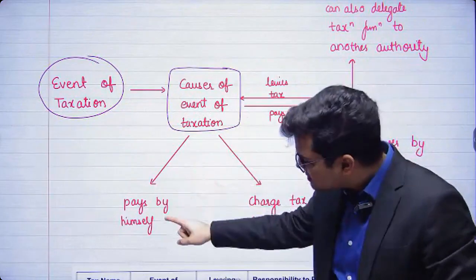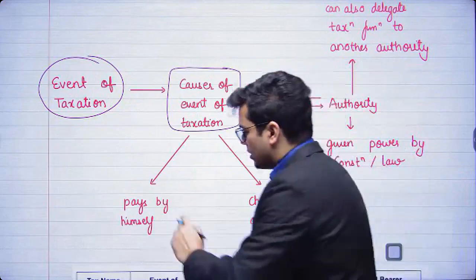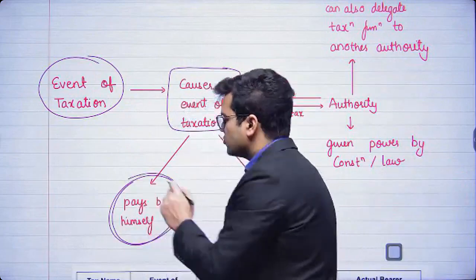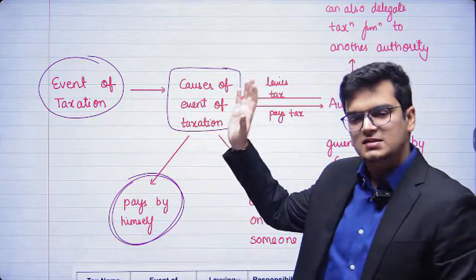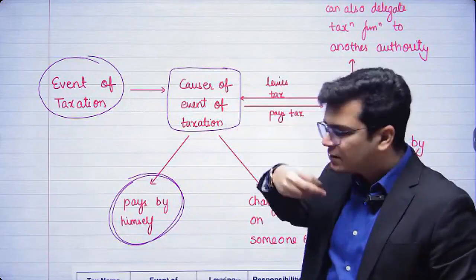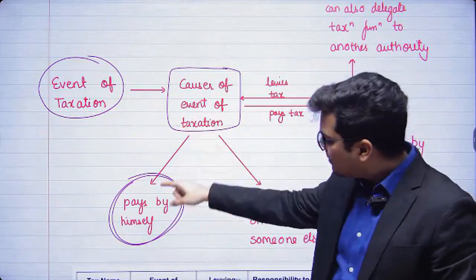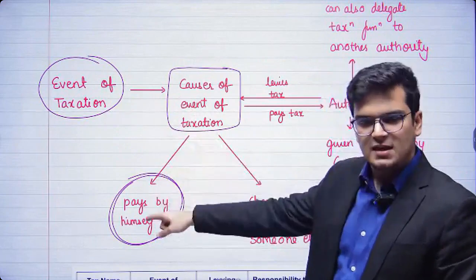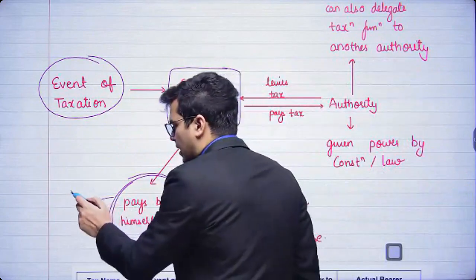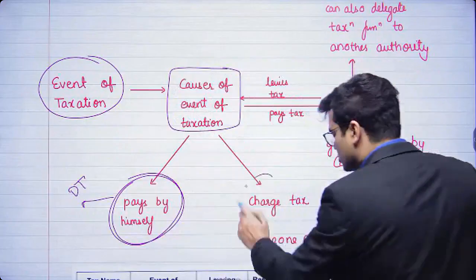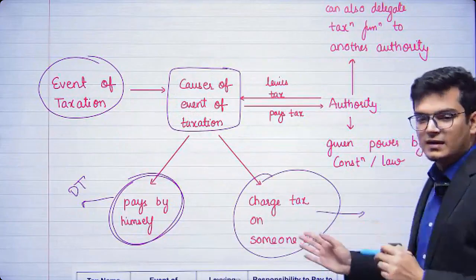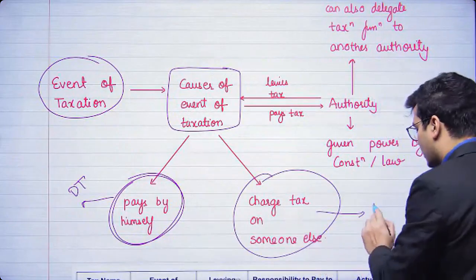I can pay this tax by myself. Tax is now generated. As soon as this event happened, tax liability is generated. I am the person who has caused this event. I can pay this tax by myself. This will become direct tax. I can charge this tax on someone else, and legally, I'm speaking legally, this will become indirect tax.